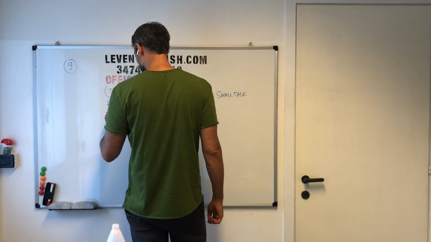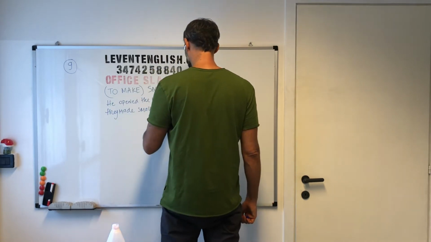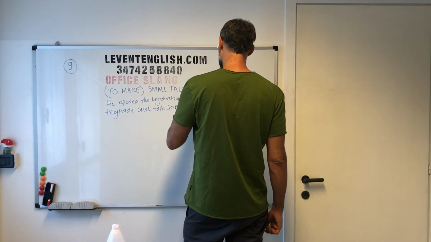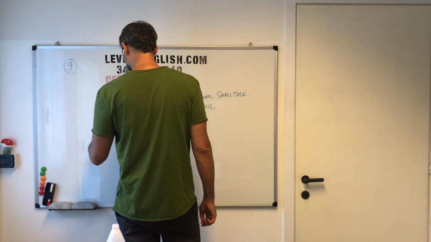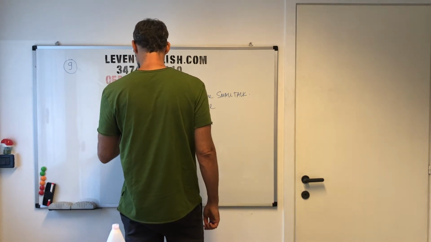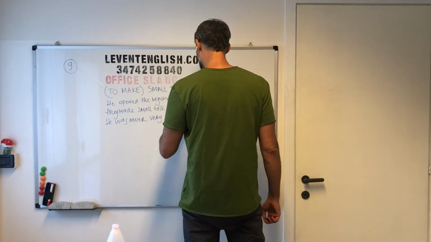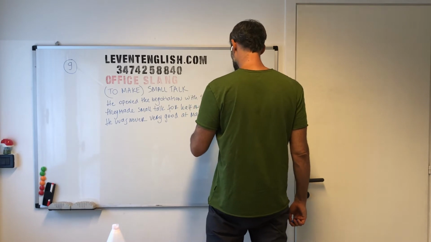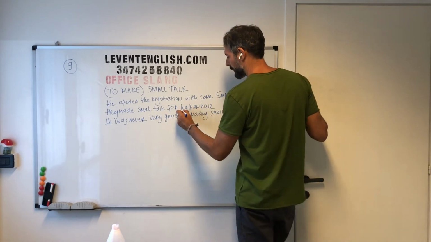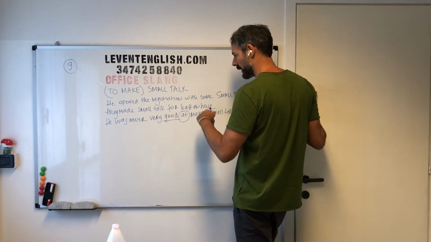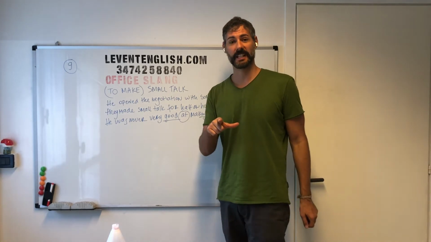Another example on the usage of the expression: they made small talk for half an hour. Last example: he was never very good at making small talk. He was never very good at, remember, good at something with the ing if it's followed by a verb. He was never very good at making small talk, which I suggest you instead to practice.